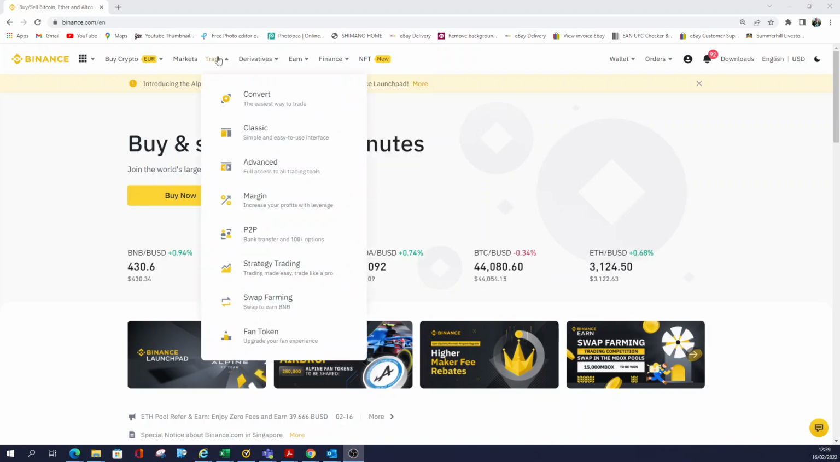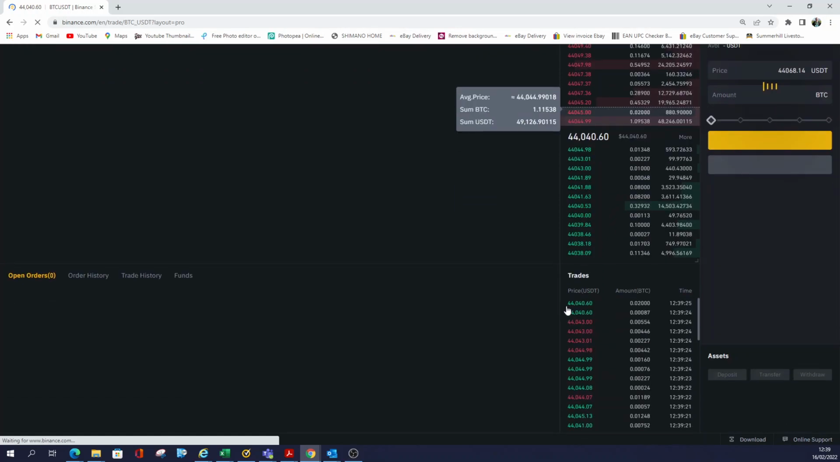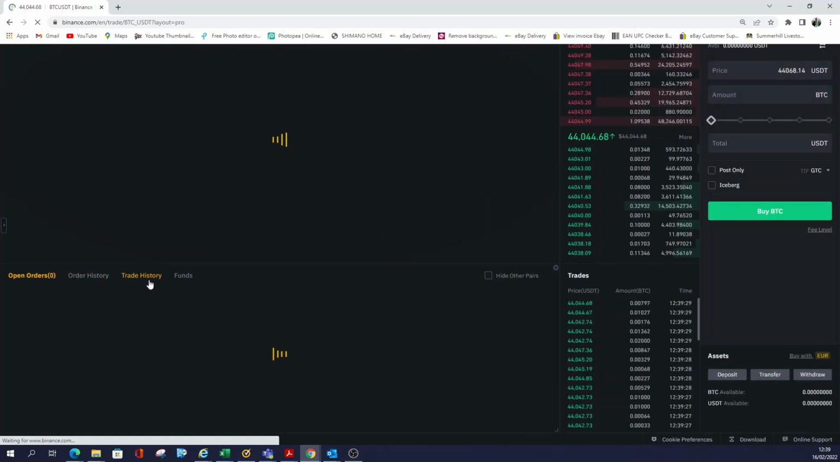So the first thing we're going to do is go up to trade, and go down to advanced. It's probably the easiest thing. So we can see all our trades in here, and we can see the rates used. Once this opens up, we're going to scroll down, and down here at the bottom, there's open orders, order history, and trade history.